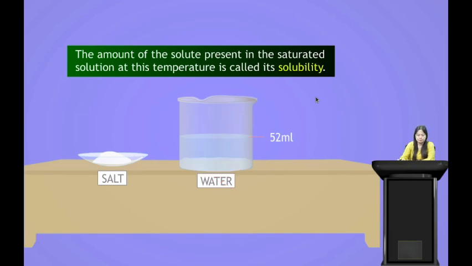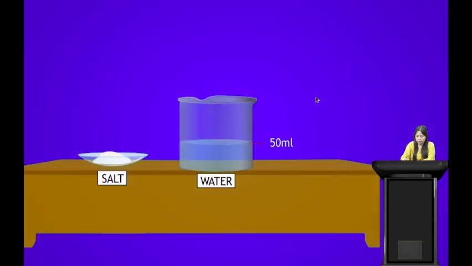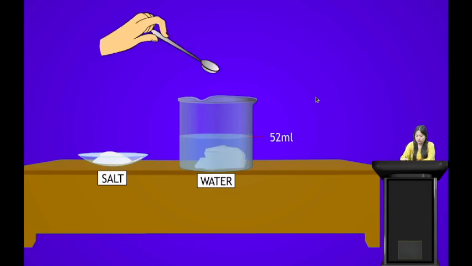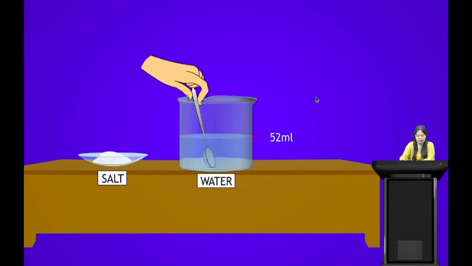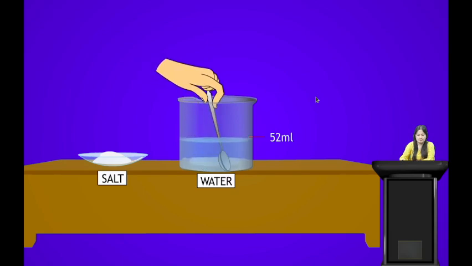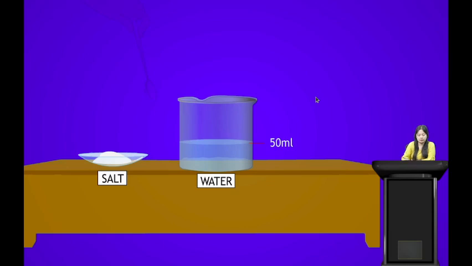Now let us see here. If we add only 1 spoon of salt into the beaker containing water, at first it will increase to 52 mL, but it will dissolve again. Even if we add more, we know that it can dissolve some more amount of salt.